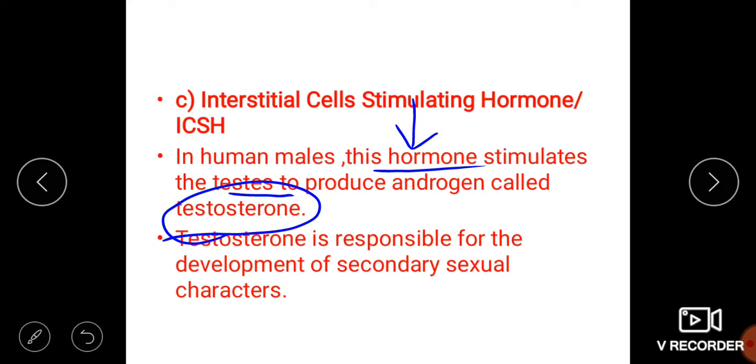Interstitial cells are the cells which are present in between the seminiferous tubules, and interstitial cells secrete the hormone called testosterone. Testosterone is responsible for the development of secondary sexual characters.